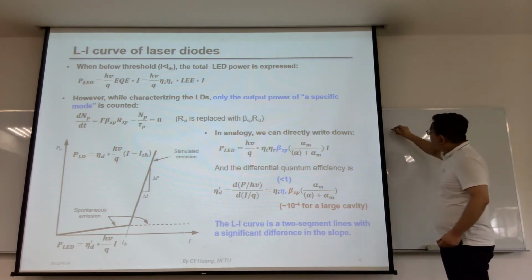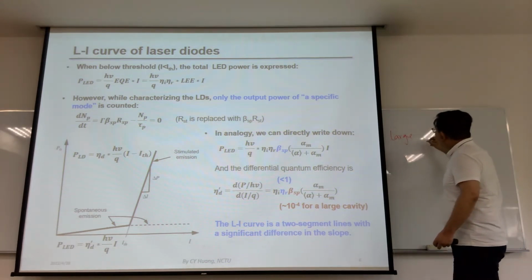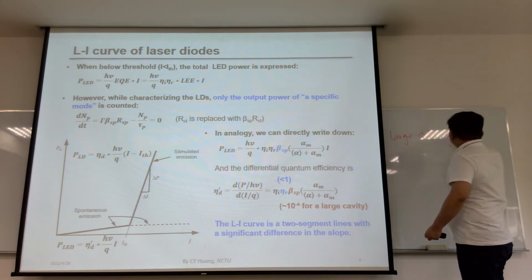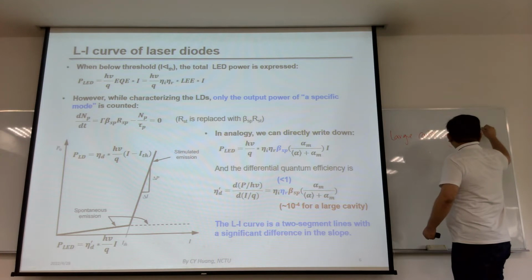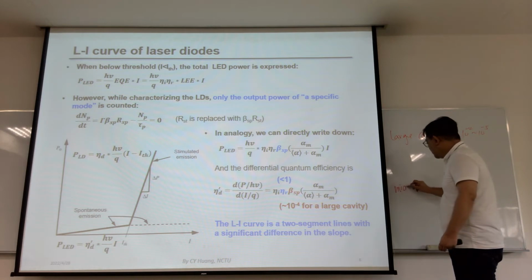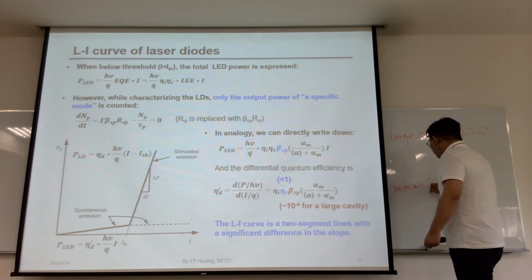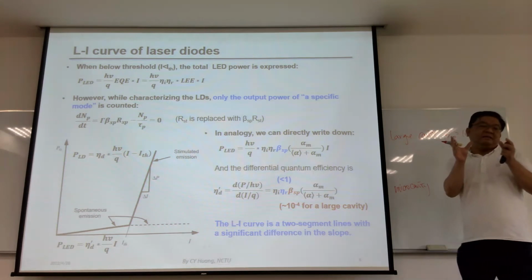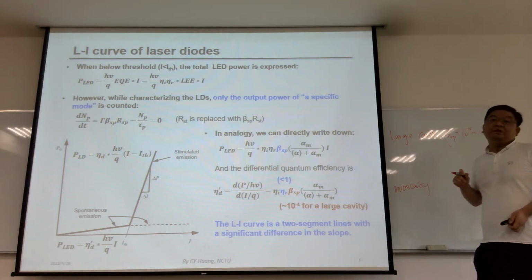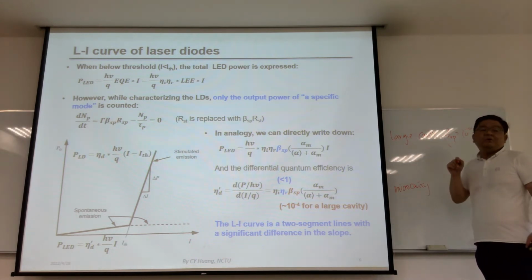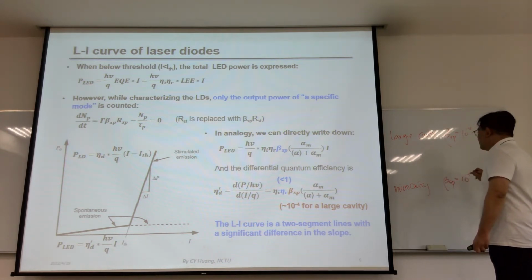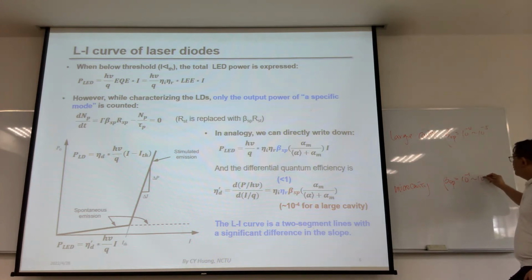So for a large cavity, the beta SP might be 10 to the minus 4 to 10 to the minus 5. For a micro cavity laser, because the cavity size is very close to your optical wavelengths, the number of allowed modes is less. So the beta SP is probably only 10 to the minus 1 to 10 to the minus 2.